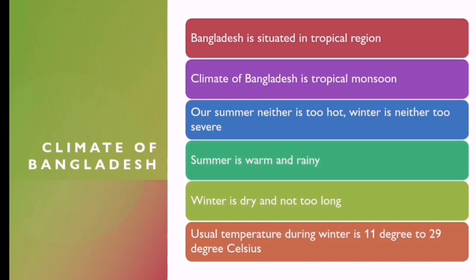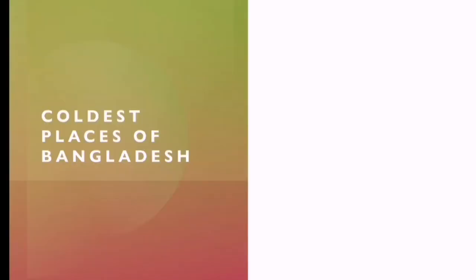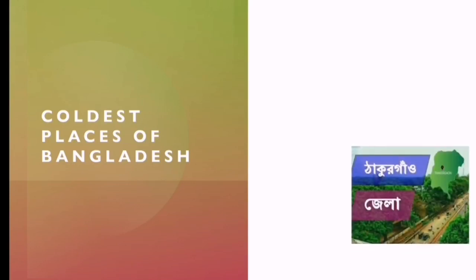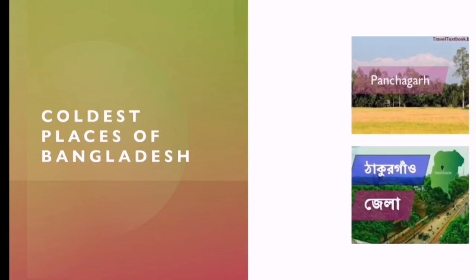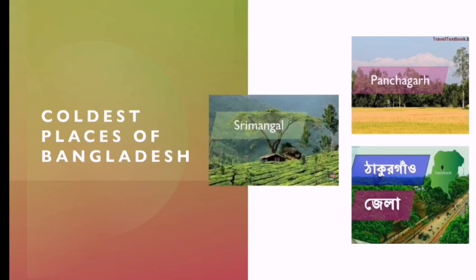We have three coldest places in our country. They are Thakurgaon, Panchgarh, and Srimangal. Among these places, Thakurgaon and Panchgarh are situated in Rangpur division and Srimangal is in Sylhet division. Here on the screen you can see the three coldest places in our country. They are Thakurgaon, Panchgarh, and Srimangal.